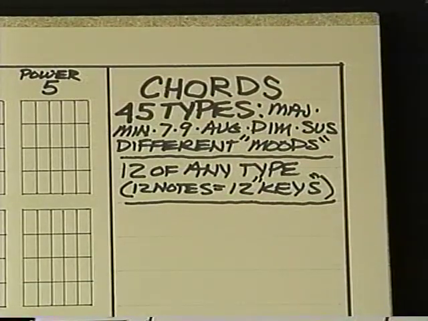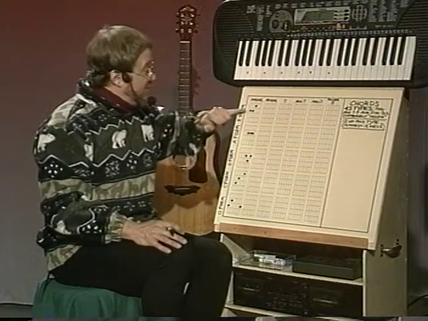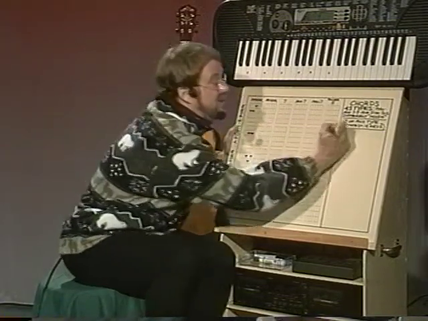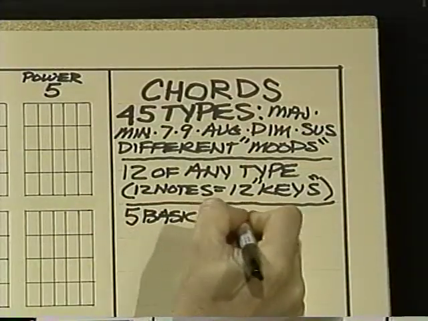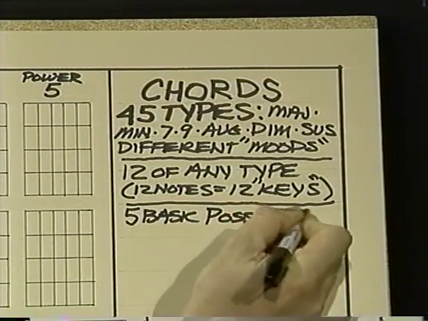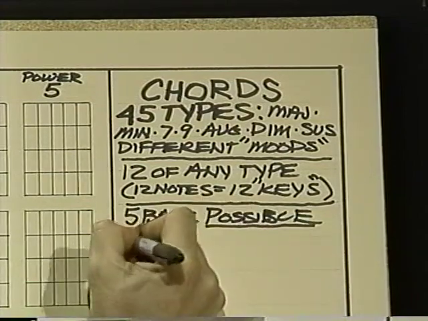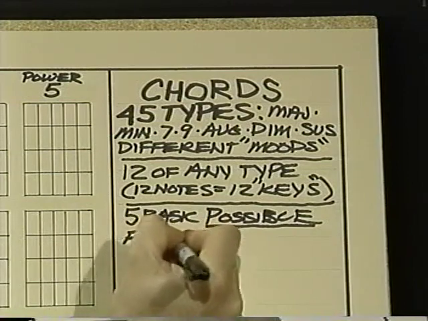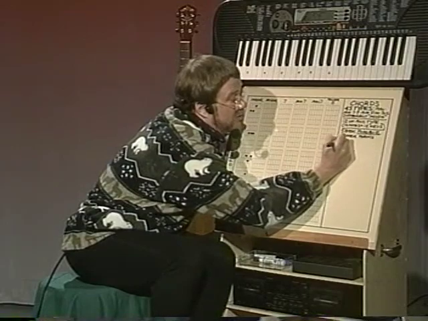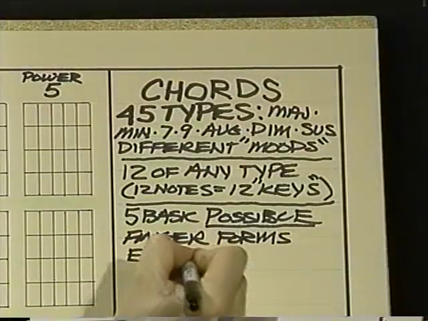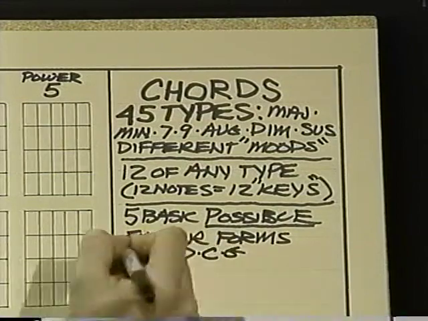The other thing we learned is that, owing to the physical limitations of the instrument, there are not 12 unique and individual finger shapes to play these chords with. There are only 5. There are only 5 basic possible finger forms, and underline the word possible. And they are E form, A form, D form, C form, and G form.